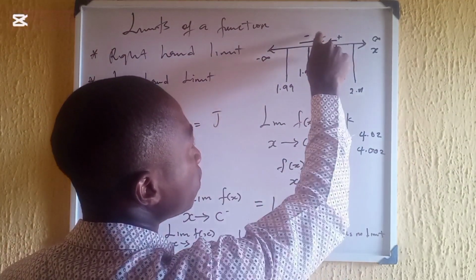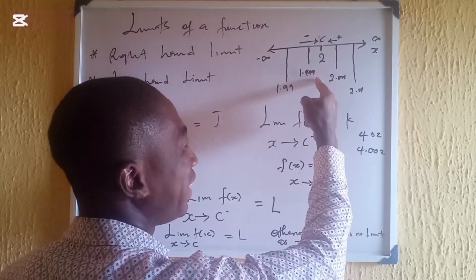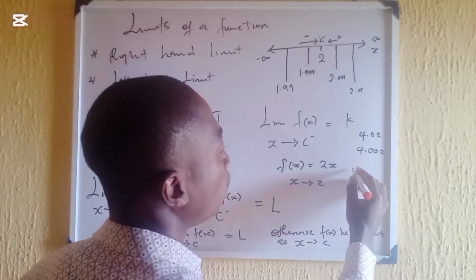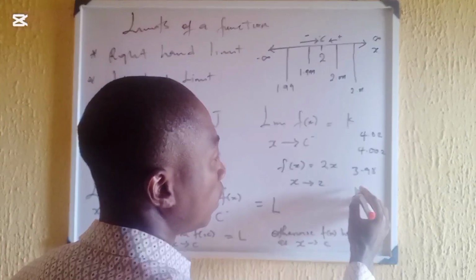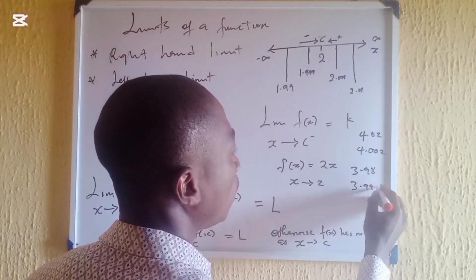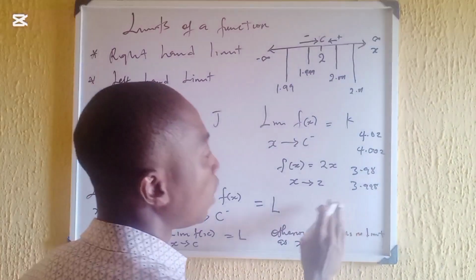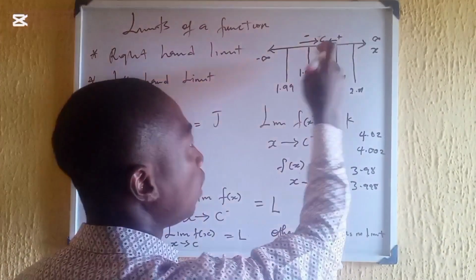Now let's approach c from the left. So we're having 1.99, 1.999. Now 2 times 1.99 will be giving us 3.98. 2 times 1.999 will be giving us 3.998. So you can see as we keep going closer to 2, our answer tends to 4. Then that's from the left.